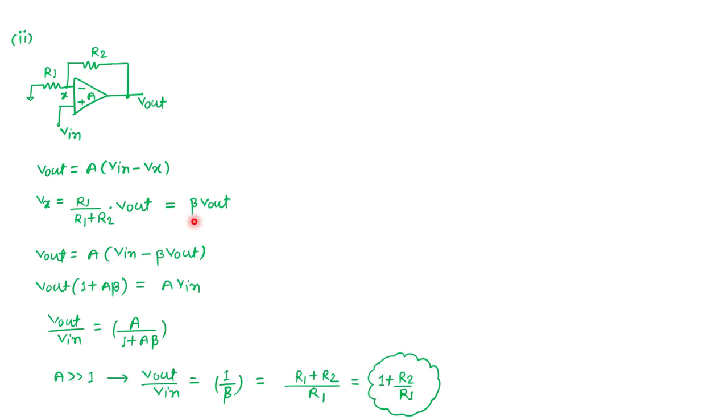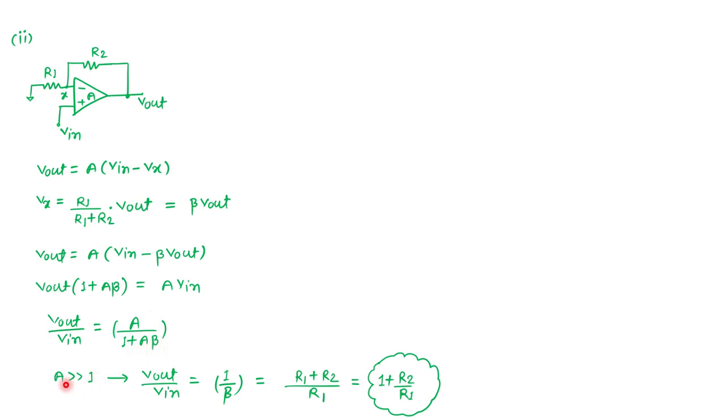So this term can be called as beta. So finally we can write the expression: V out equals A times (V in minus beta V out). From here we can see V out by V in comes to be A divided by 1 plus A beta. That is the general expression for the closed loop gain, which is nothing but the open loop gain divided by 1 plus open loop gain times beta.